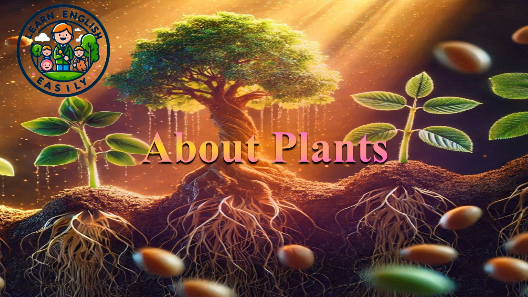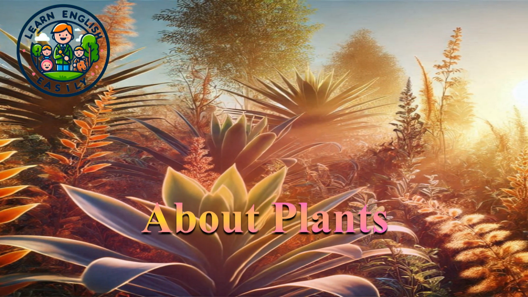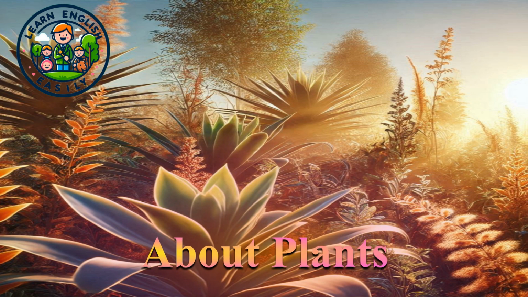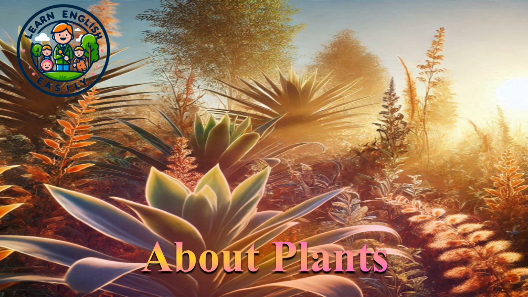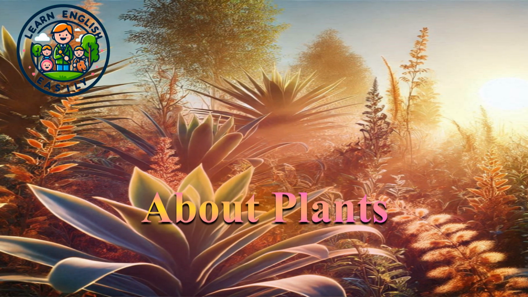What is a pollinator? A pollinator is an insect or animal that helps move pollen from one flower to another. What is a seed bank? A seed bank is a place where seeds are kept safe to grow in the future.